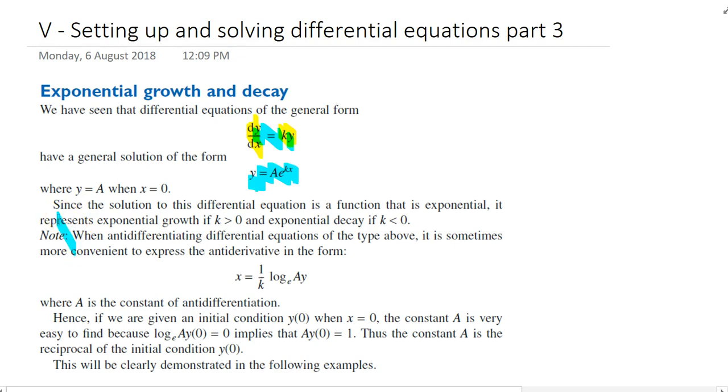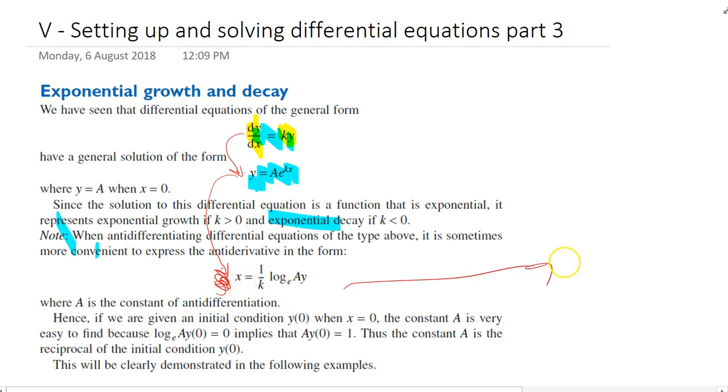Now, you can read all this, but basically what they're saying is, yep, the solution to this is that, but sometimes it might be useful to rearrange it and write it as that. They can both be useful things, and the reason this is useful down to the solving of this thing, you can read all this, but it'll make more sense this way, I think.